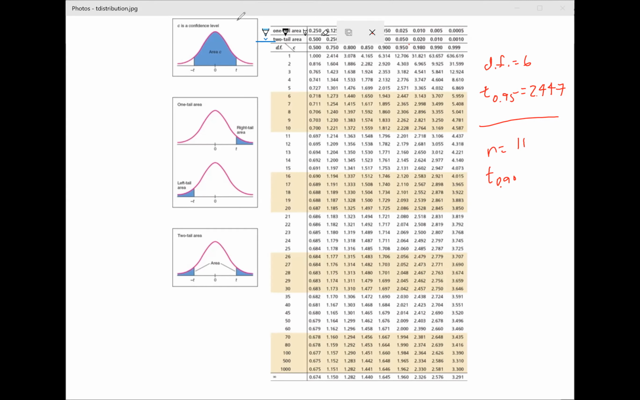All right, now that you've had a chance to do that, you know that we have 10 degrees of freedom. And that's right here. And we have T of 0.90, and so that would tell us that our T of 0.90 is 1.812. All right, so now you have a pretty good idea of how to calculate these critical values, which you'll need for our confidence intervals.